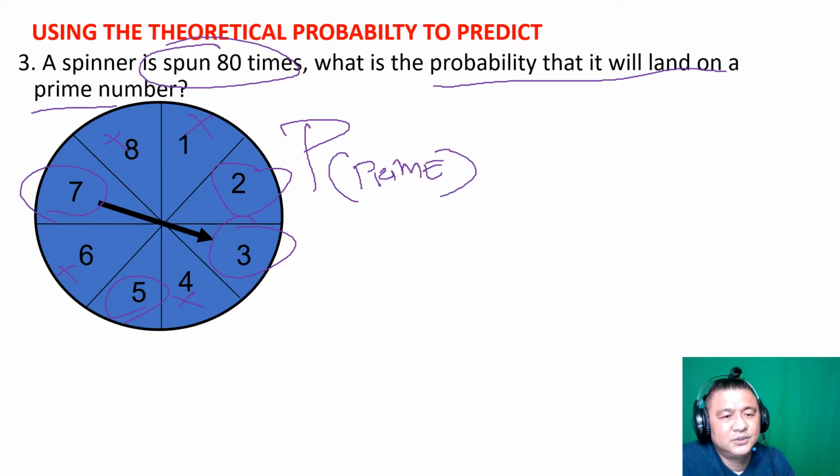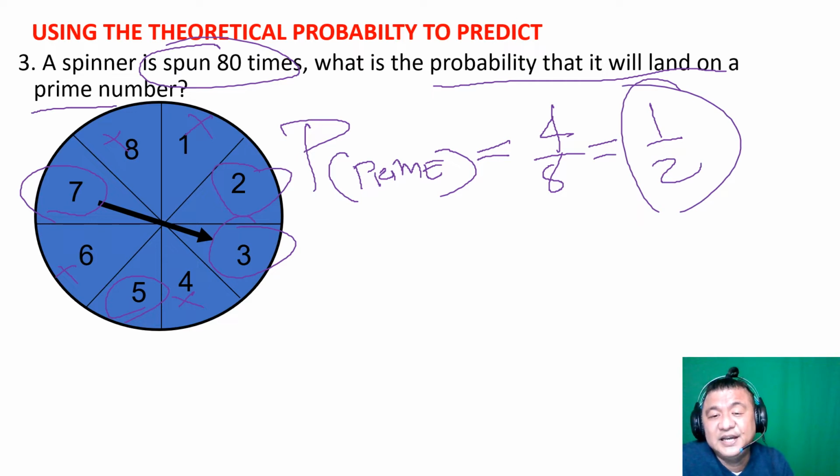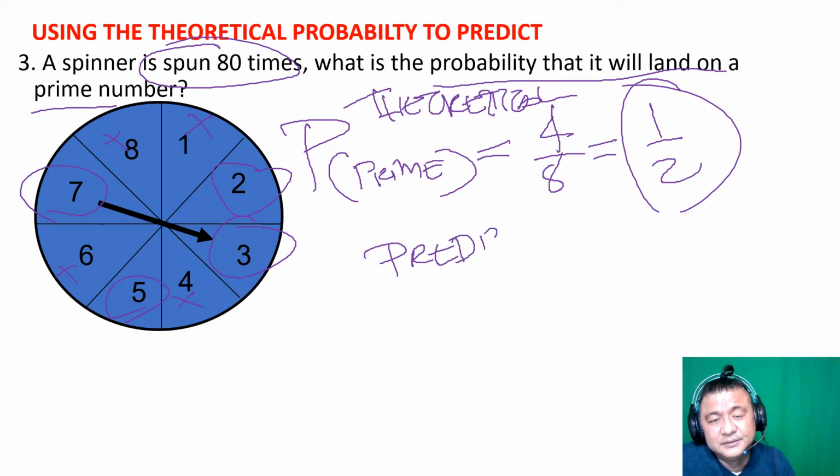Okay, so again, let's count the prime numbers: 1, 2, 3, and 4. Therefore, I would write 4 out of 8. Oh, you know what? Simplify it. Lowest terms is 1 half. Ooh, 50-50 chance. Okay, that's my theoretical. Theoretical. I can use that to predict. Okay, so probability of getting a prime is 1 out of 2.